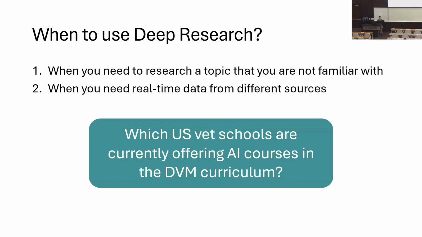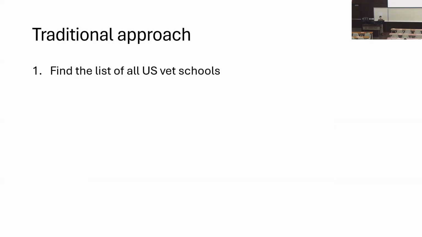So the other application example is, since I'm preparing a course to be launched in spring next year to teach veterinary students about AI, I wonder which US vet schools are currently offering AI courses in the DVM curriculum. So you can think about the traditional approach being like, okay, I will find a list of all US vet schools.